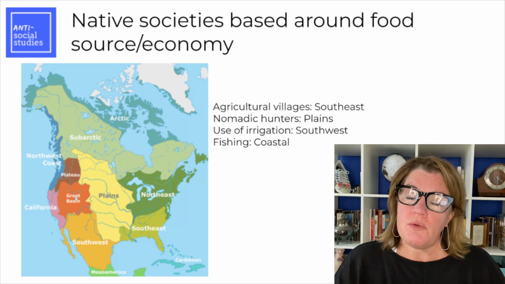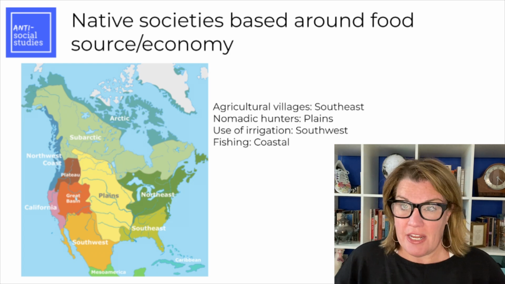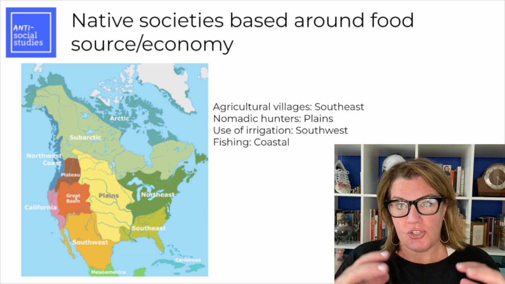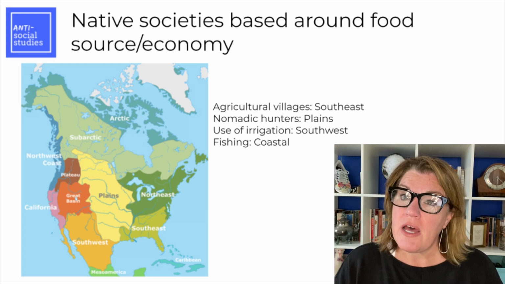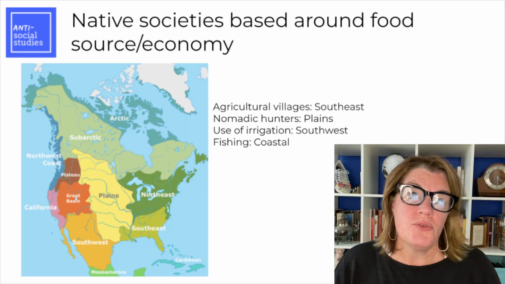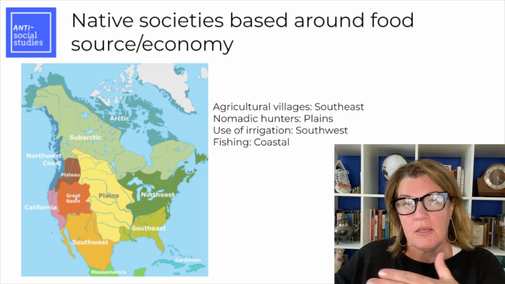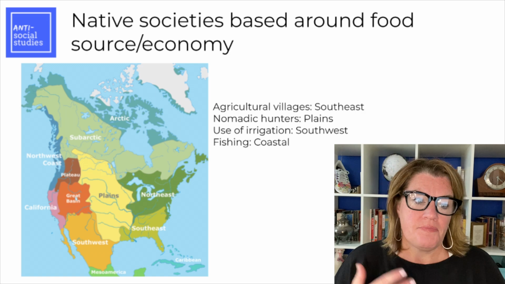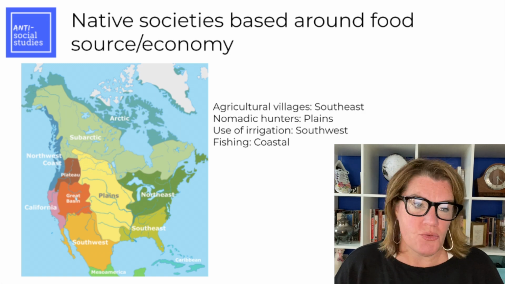So really what you need to understand going into Native American studies for this first unit is the idea that tribes tended to settle where the food was, and they adapted their lifestyle according to what their food source was, whether it was going to be planted crops, or it needed water, or it was animal hunting. That's how they created their individual societies.